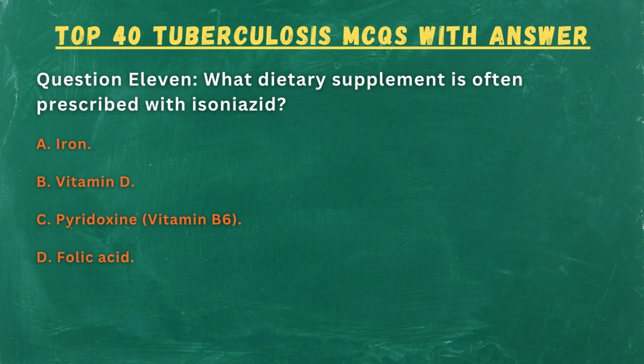Question 11. What dietary supplement is often prescribed with isoniazid? A. Iron. B. Vitamin D. C. Pyridoxine, vitamin B6. D. Folic acid. Answer. C. Pyridoxine, vitamin B6.